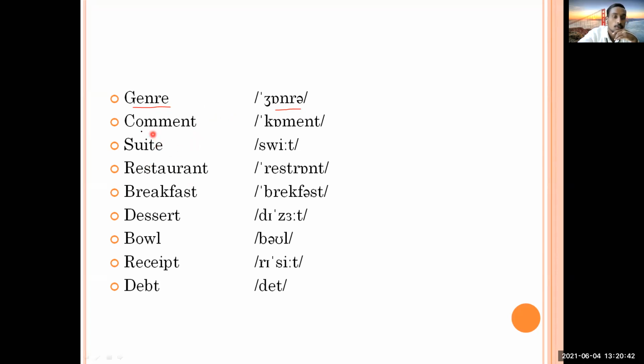Then next, what is this? Comment. Yes, it is not comment. Many people call it comment or comment. It is not comment or comment. It is comment. Okay, there is an O sound. It is comment.